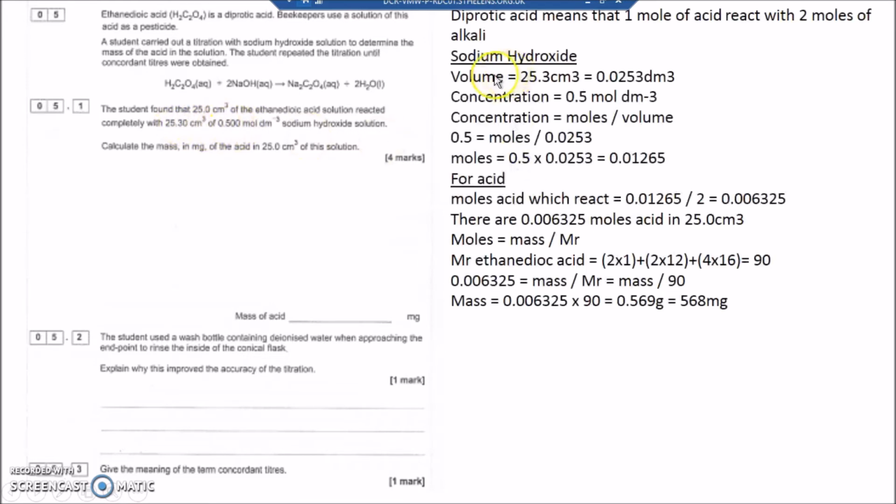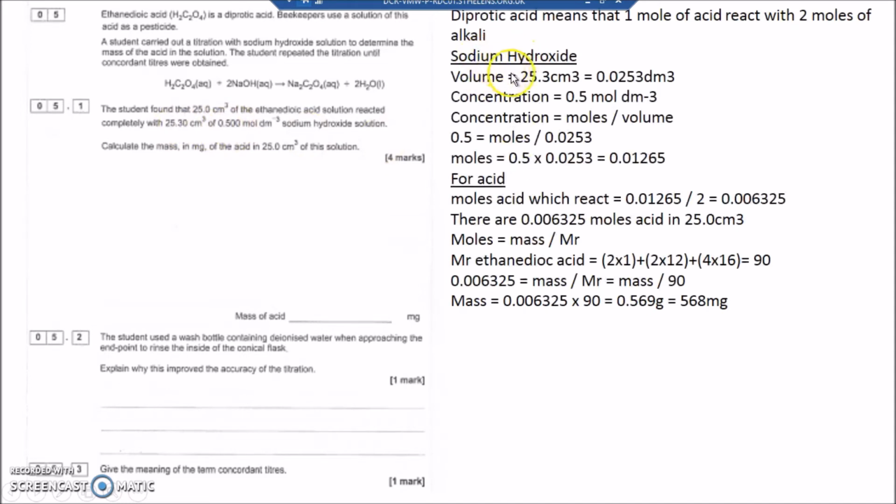So what have we got first of all? Reacted completely with 25.30 centimeters cubed of 0.5 mole dm to the minus 3 sodium hydroxide. I've got a volume and I've got a concentration of sodium hydroxide. I've got 2 values. It wants me to work out concentration and volume. Concentration is moles divided by volume in decimeter cubed. It wants me to do that calculation first of all. So let's have a look at the calculation.